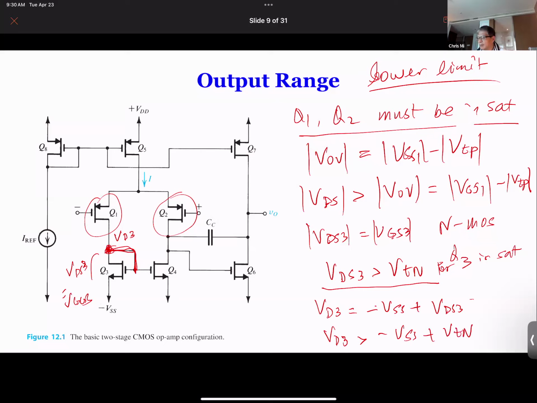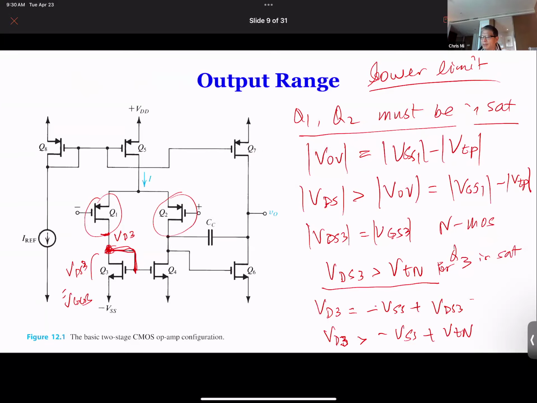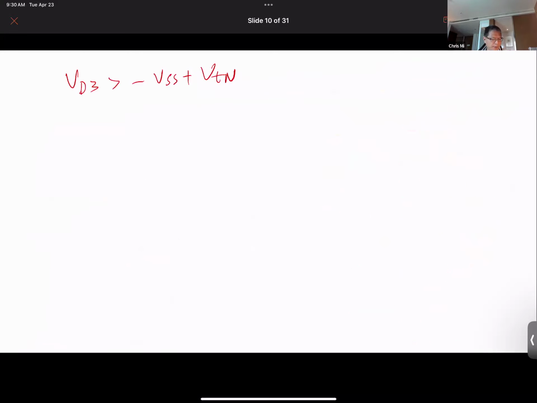So we got this VD3 over here. Now once VD3 is fine, let me rewrite this equation on the next slide. VD3 has to be larger than minus VSS plus VTN. But we have to identify the relation between VD3 and VCM, so we're going to look at this relation.